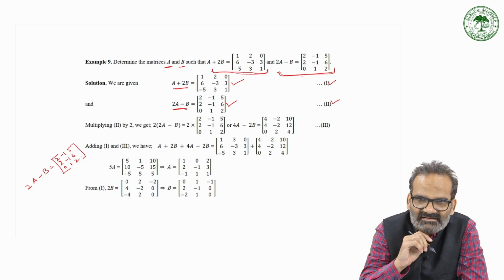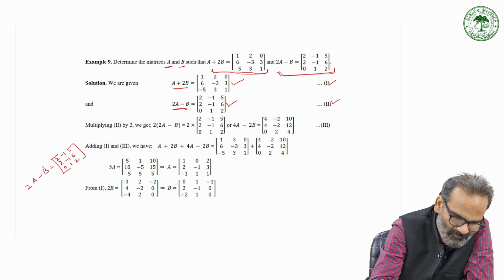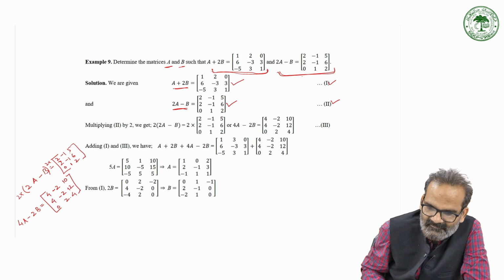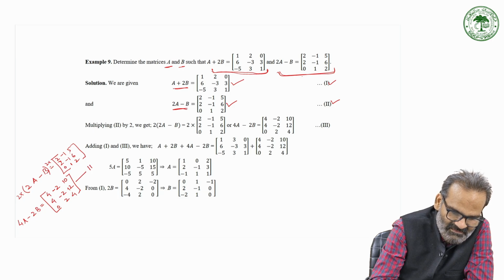Equation 1 is A plus 2B. So see, if we multiply this equation by 2, what will happen? We will multiply this matrix by 2 also. This is 4A minus 2B, and multiplying this matrix by 2, we get 4, 4, 0, minus 2, minus 2, 2, 10, 12 and 4, right? After multiplying this, we get 4A minus 2B is this. Take this as equation number 3.